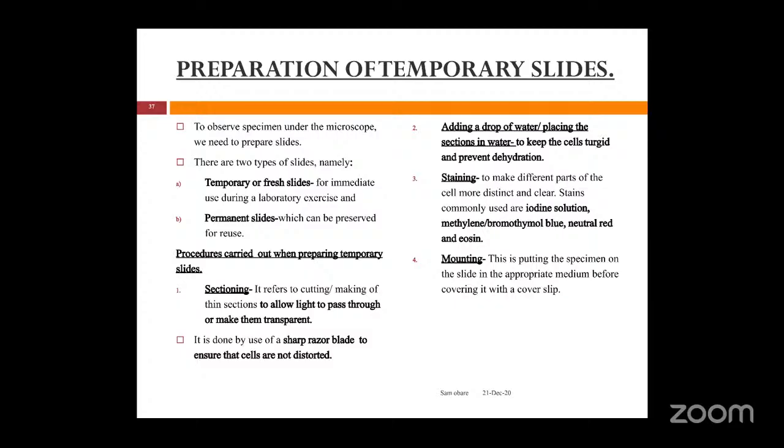Very good. Step number 2, or something else you should ensure when you're making a temporary slide, is to place that section in water. When you cut a specimen into a thin section, make sure you place it in water. Why do we place it in water? This is because the sections can lose water or become dehydrated. And when the section becomes dehydrated, cells will shrink and clump together, making it very hard for you to see the different parts of that specimen.